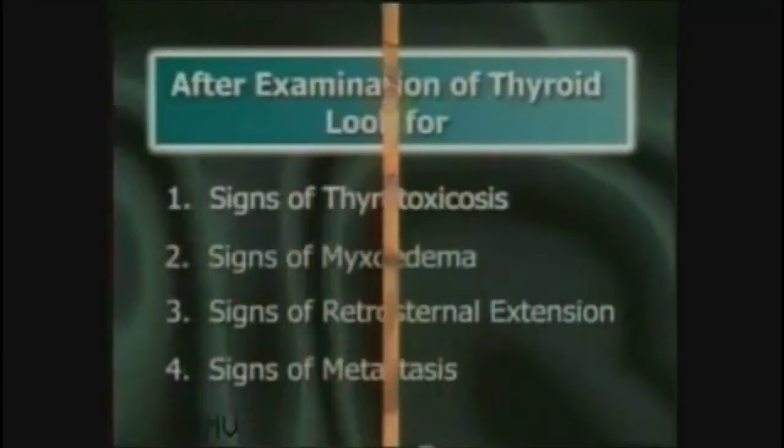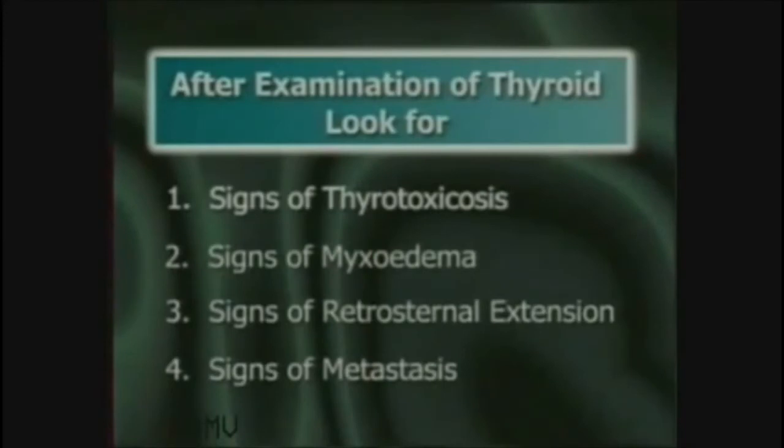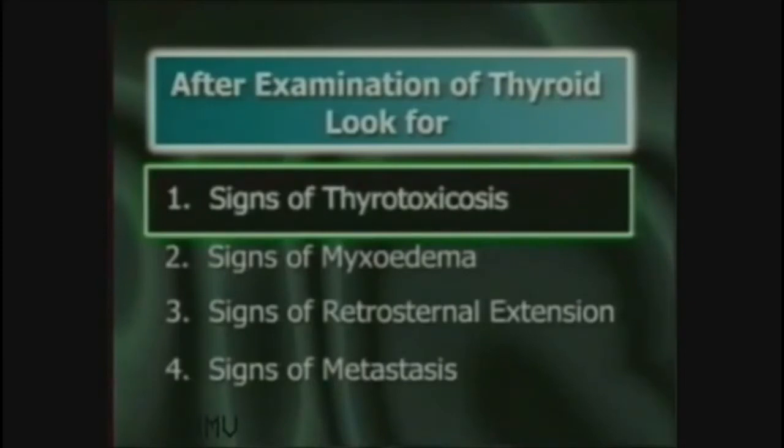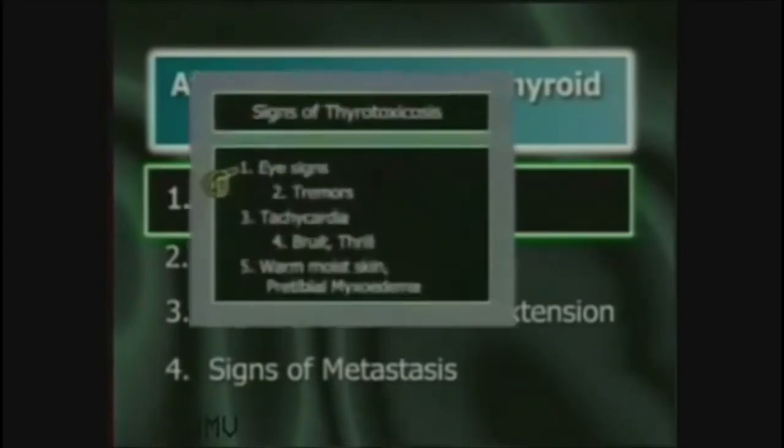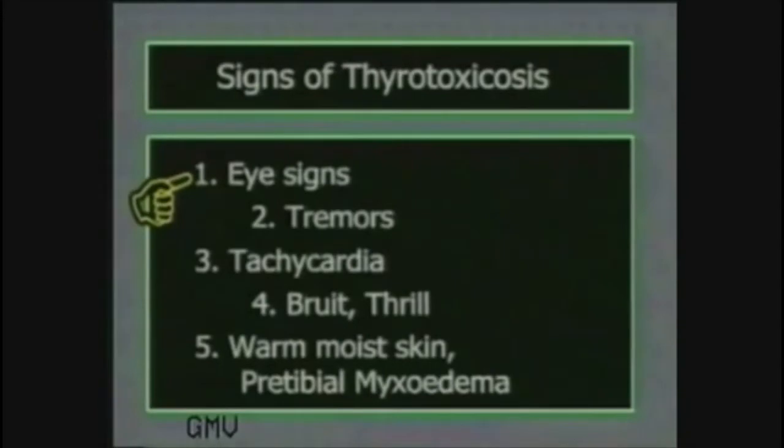Having completed the examination of the swelling and concluded that it is a thyroid swelling, now you should look specifically for signs of thyrotoxicosis, signs of myxedema, signs of retrosternal extension, and signs of metastasis. Signs of thyrotoxicosis. First, let us look for the eye signs. Ask the patient sitting upright on a stool to look horizontally forwards towards a distant object at eye level.